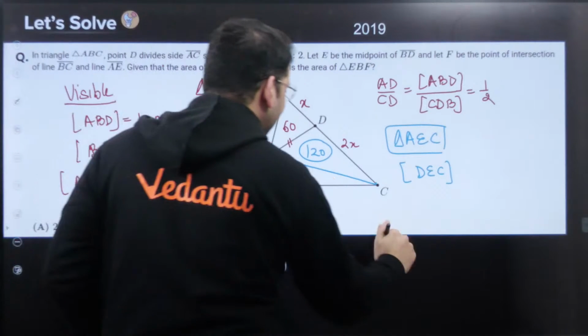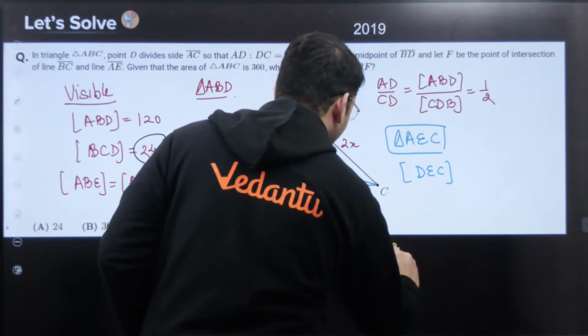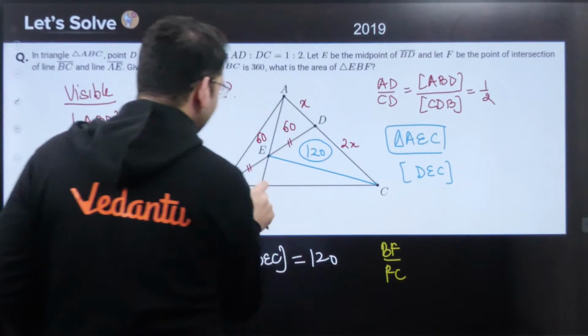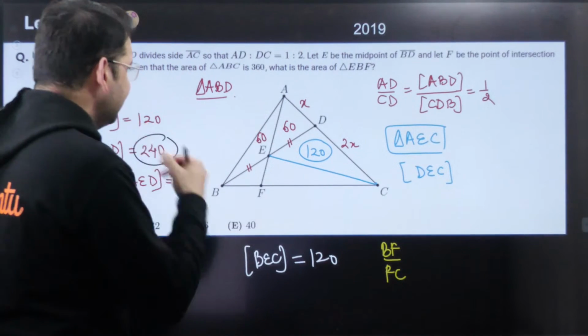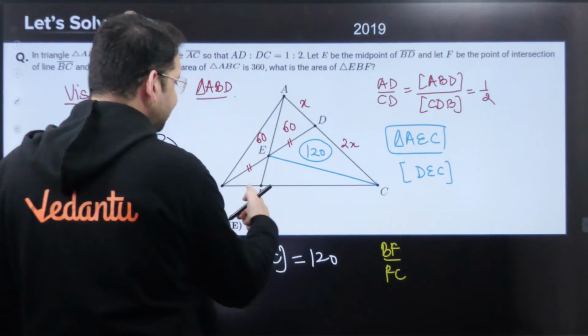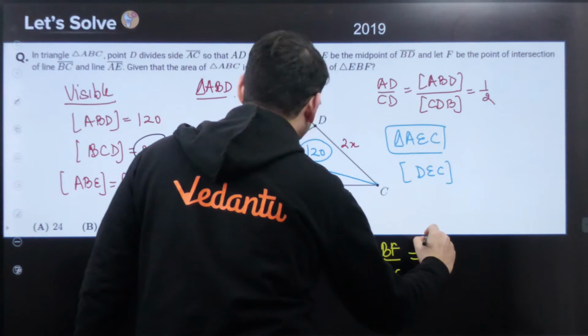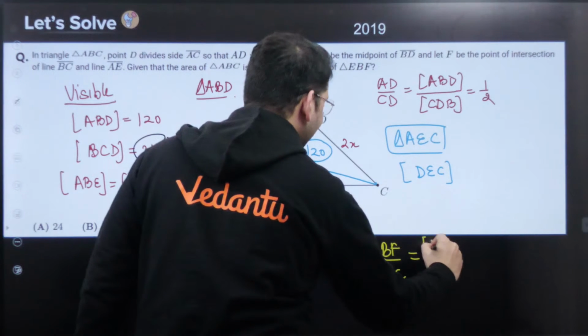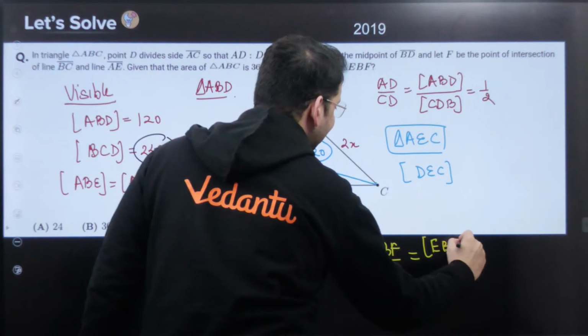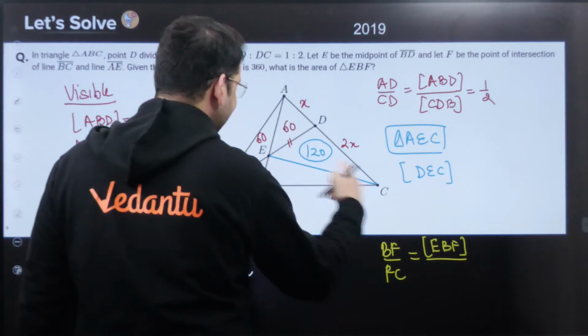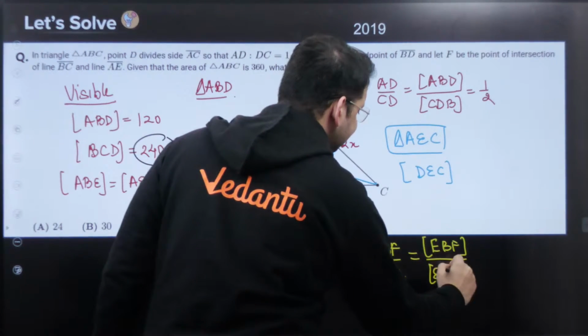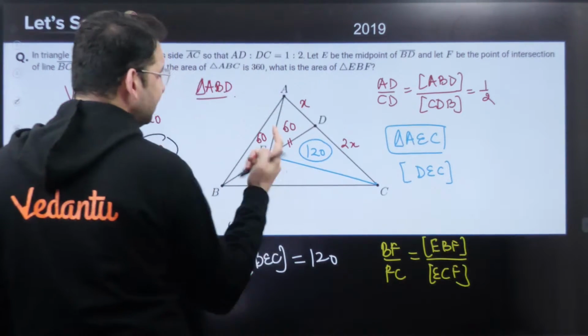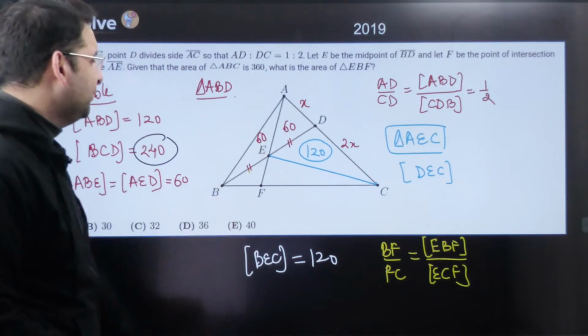Now guys, one more thing that you need to understand and find from here: look at BF upon FC. Let us try to find this ratio. What ratio is it in? Because a lot of things are given. So BF upon FC is the ratio of area EBF upon area ECF. So this is actually what we need to find out.